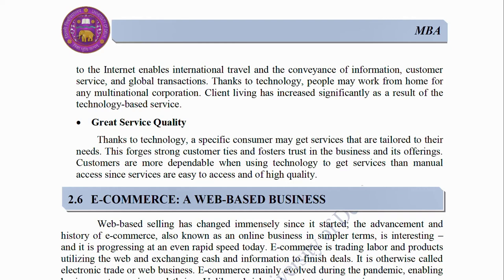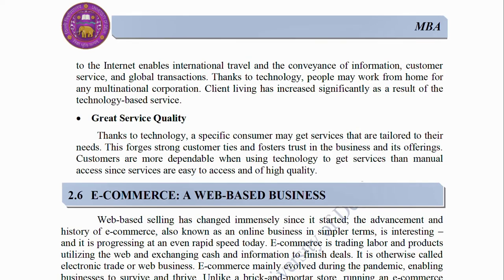Next point and the last point is great service quality. Thanks to technology, a specific consumer may get services that are tailored to their needs. This forges strong customer ties and fosters trust in the business and its offerings. Customers are more dependable when using technology to get services than manual access, since services are easy to access and of high quality.